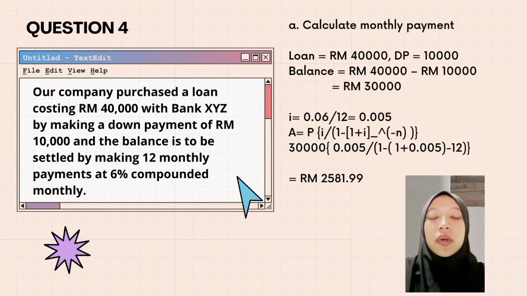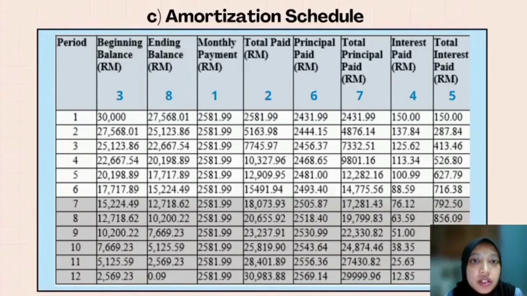I will explain question 4. Calculate the monthly payment. Based on the question given, first we have to find the balance amount of loan that we need to settle. So we get RM30,000, then we have to find i. After that, we put all the information we get into the equation and the final answer is RM2,581.99.